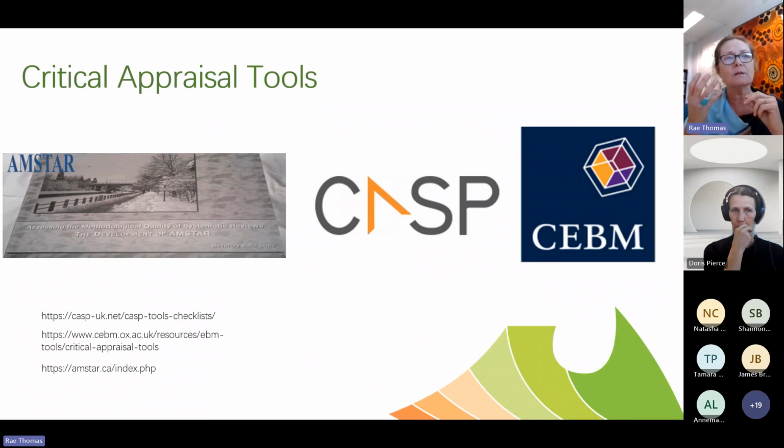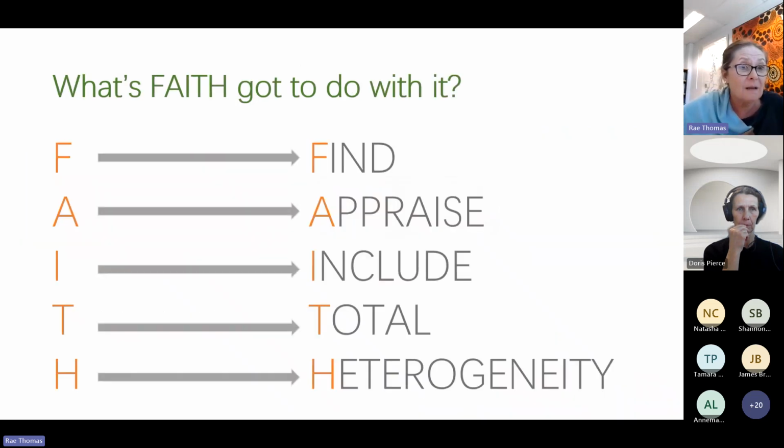FAITH was written by the Centre for Evidence-Based Medicine at Oxford University. We're going to focus on that one today because it's fast and it's easy to remember. It's easy to remember because it's FAITH, right? FAITH stands for finding the studies, appraising the studies, including the good ones, totaling the studies up properly, and then having heterogeneity.